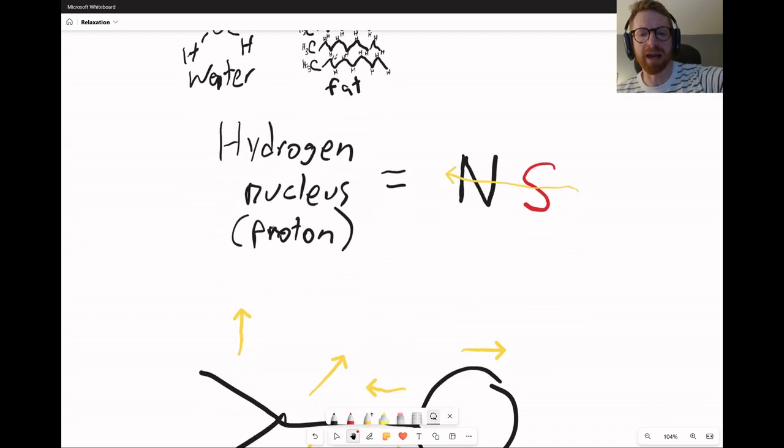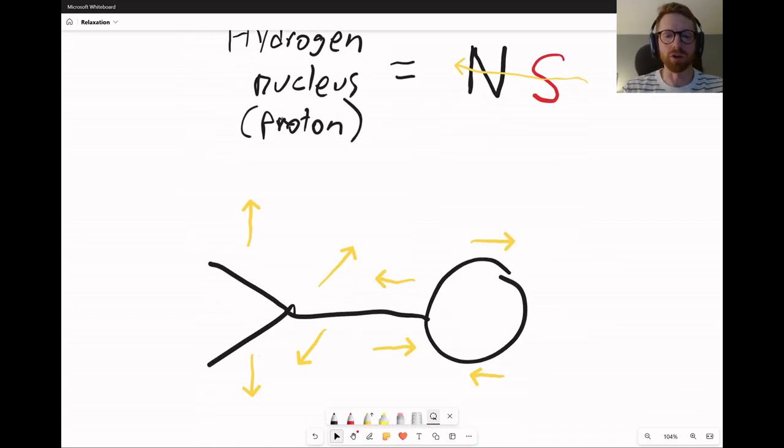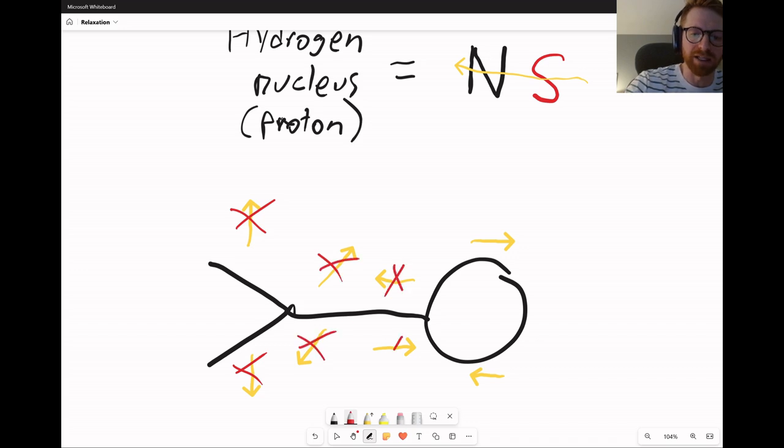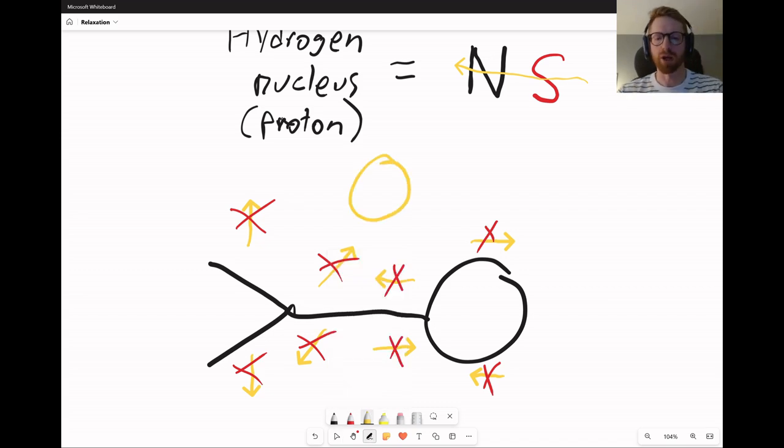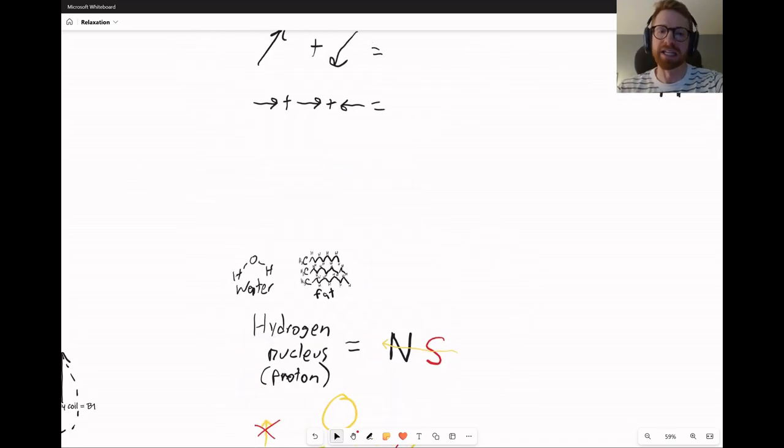If we're thinking about what these vectors are going to look like in the context of a patient, they're going to be oriented in random directions. When the patient is outside of the MRI scanner, the hydrogen nuclei and their water and fat are going to be pointed in all kinds of random directions, such that if you were to add them up, they would all cancel out, right? Because they're pointed in random directions, they're essentially all going to cancel each other out. So when the patient is outside of the MRI scanner, their net magnetization is 0.